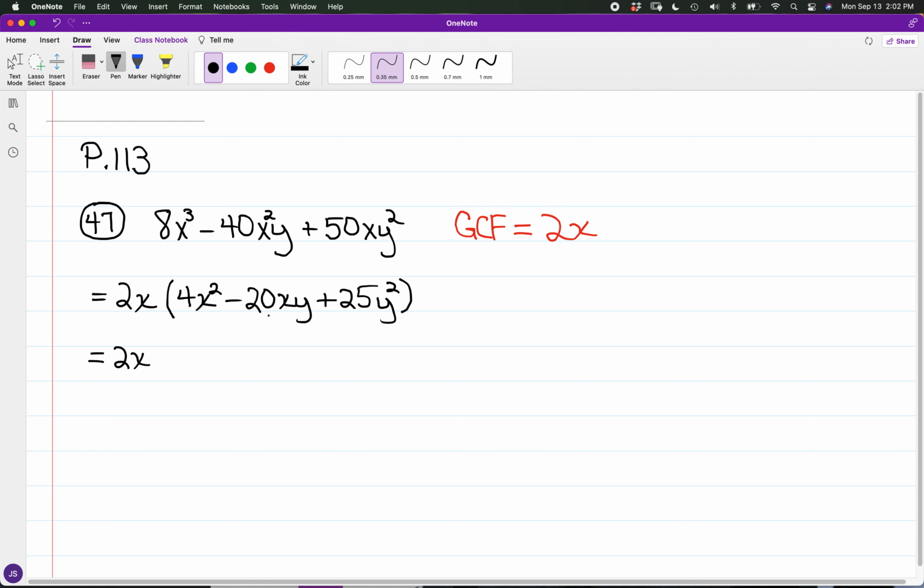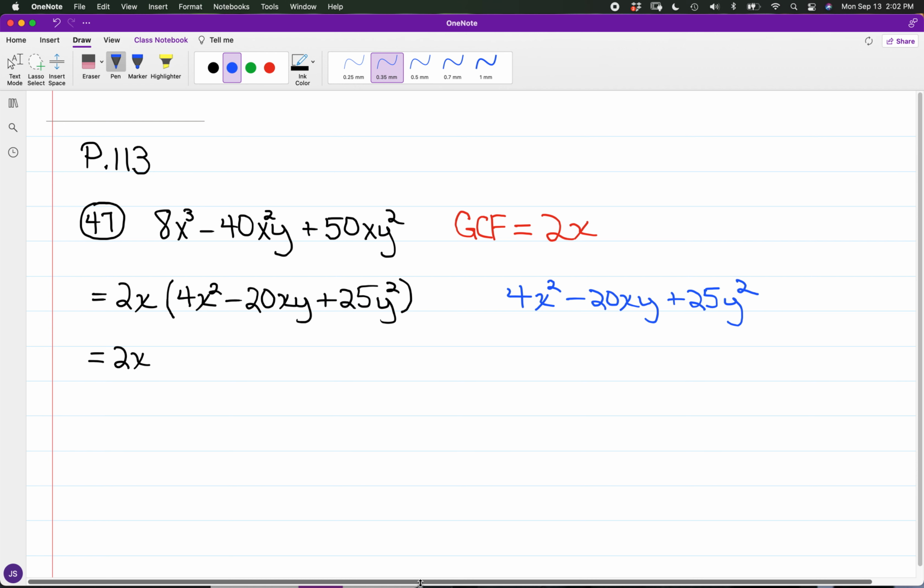Now the trinomial, after factoring out 2x, is one that we can factor in its own right: 4x squared minus 20xy plus 25y squared. We have the proportions among the coefficients and the right variables where I can factor this particular trinomial.